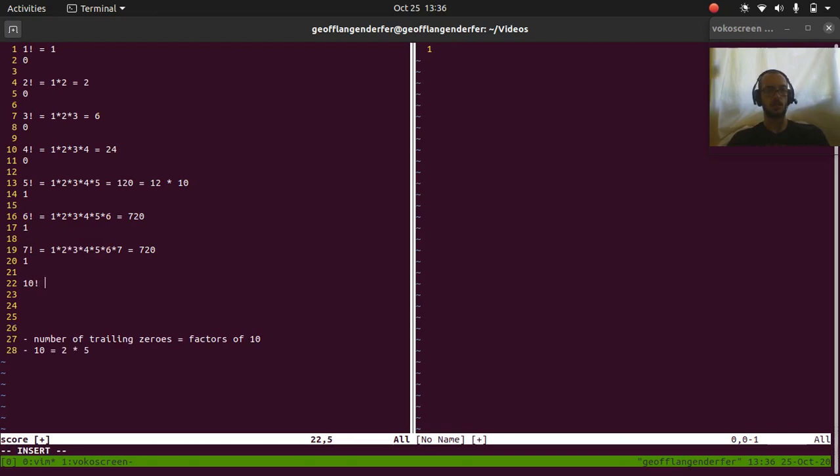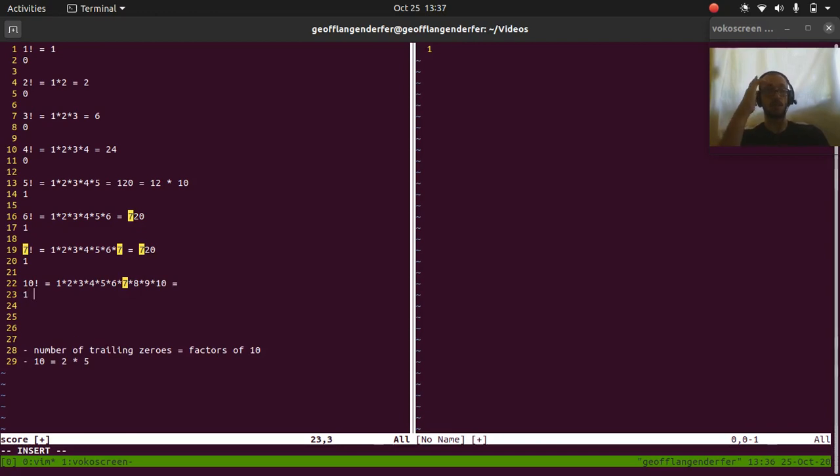So 10 factorial equals, we add 8, 9, 10, and it doesn't really matter what that equals. So how many trailing zeros? Well, there's 1 factor of 10, there's 2 factors of 10, because we have 10, and a 2 and 5 combo. So it looks like the number of trailing zeros equals the number of factors of 5.